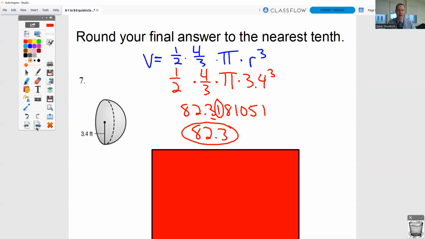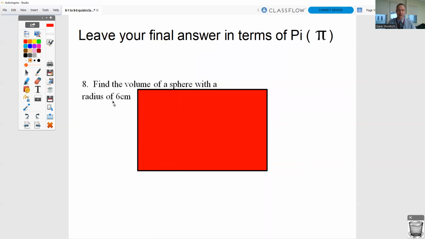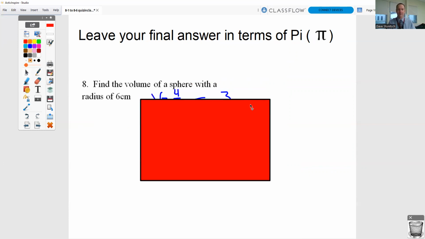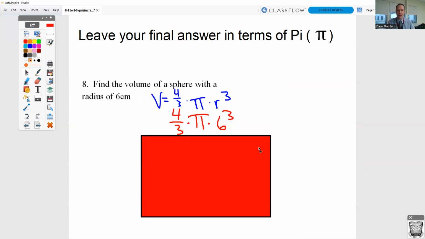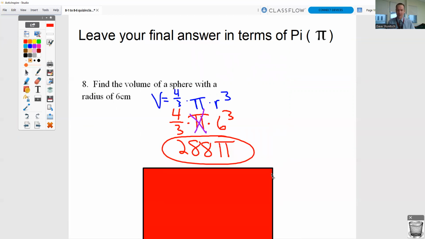82.3. In question number 8, it says find the volume of a sphere with a radius of 6. So volume of a sphere, we want to use the sphere formula, 4/3 pi r cubed. It says leave it in terms of pi. So we have 4/3 times pi times 6 cubed. We want to leave it in terms of pi, so we type in everything except for the pi symbol. So you're typing in 4 divided by 3 times 6 caret button 3. You get 288, and we stick the pi symbol at the end.